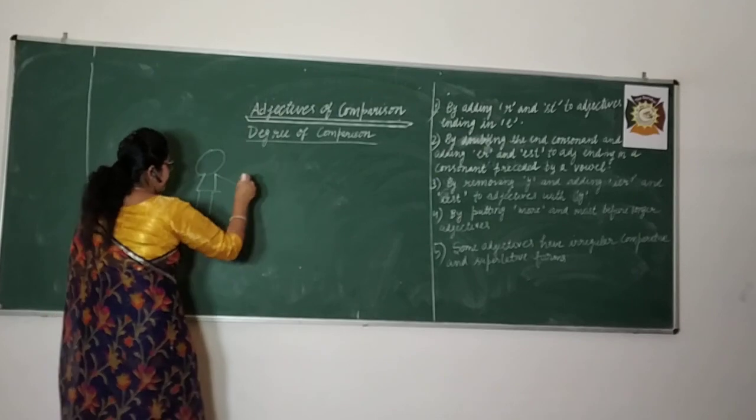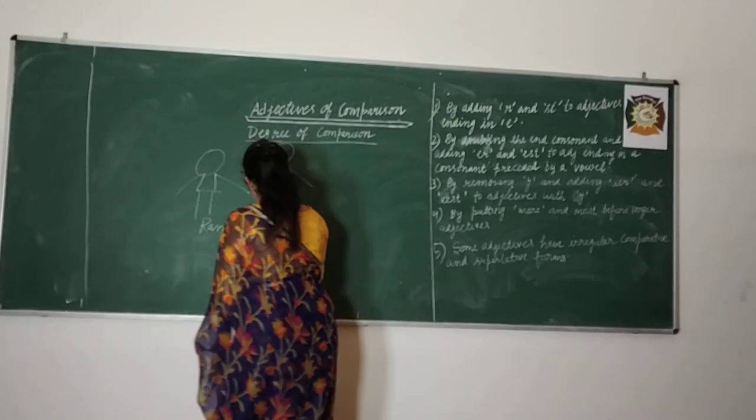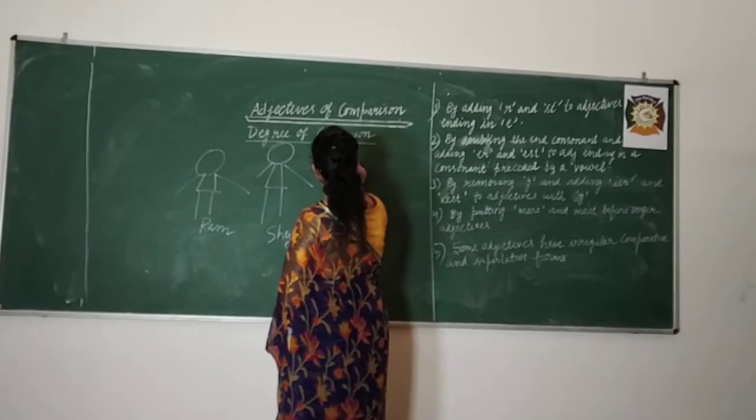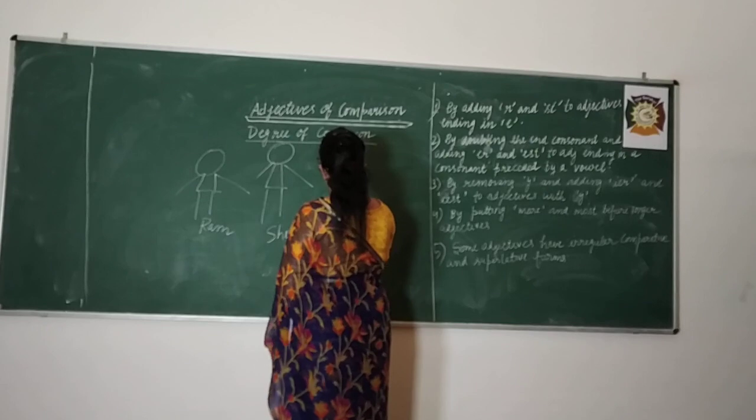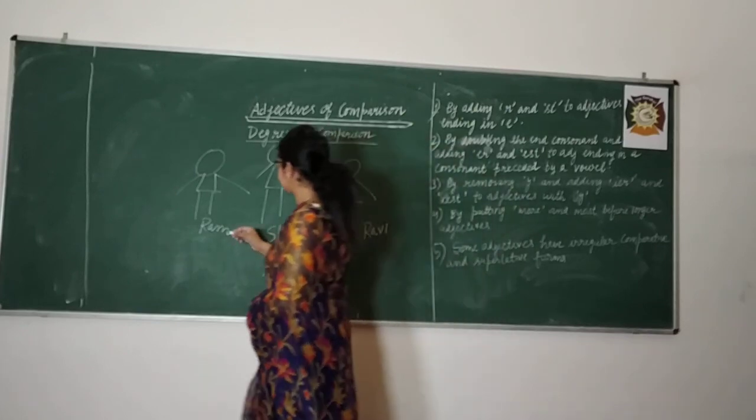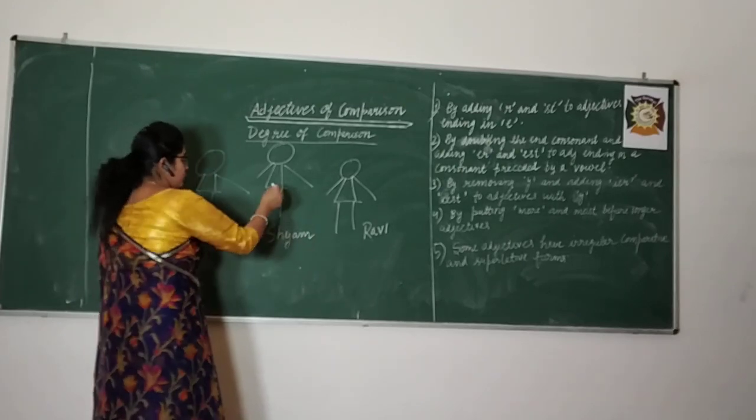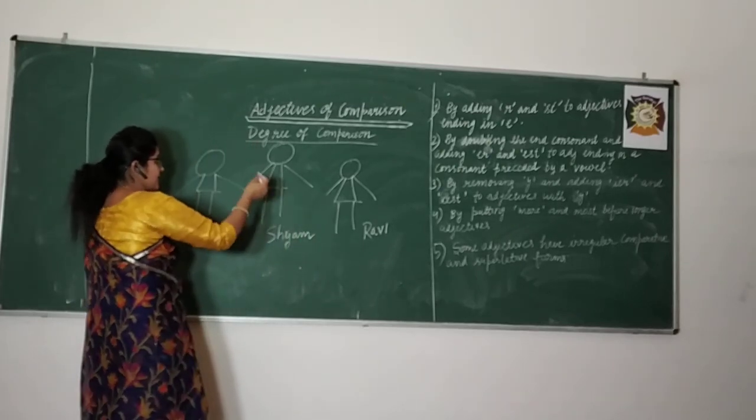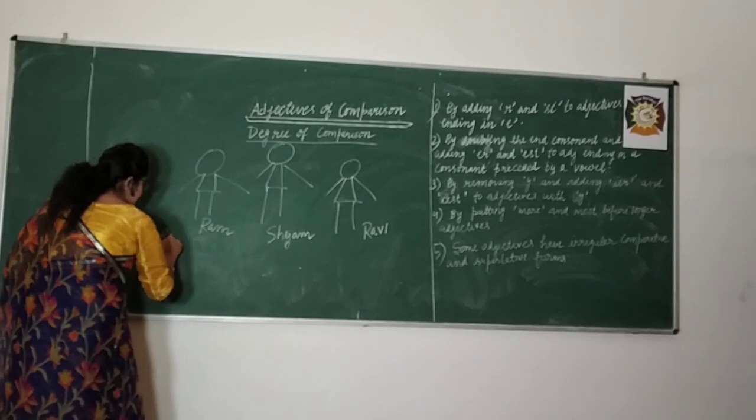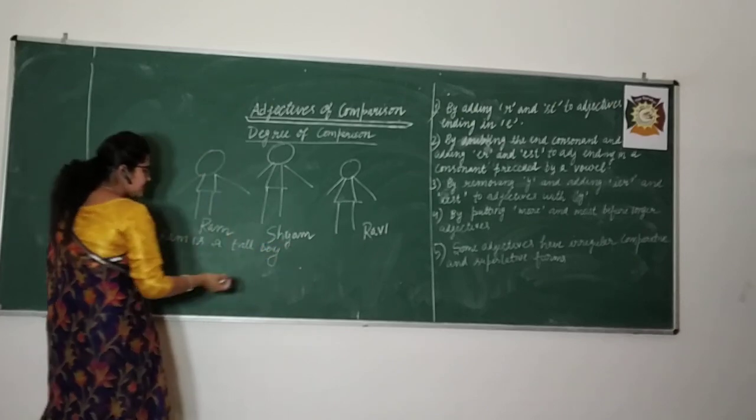Suppose there are three boys, Ram, Sham and Ravi. And what we have to do now? We have to do the comparison. Comparison of what? Comparison of their height. What will we say? We will say that Ram is a tall boy.